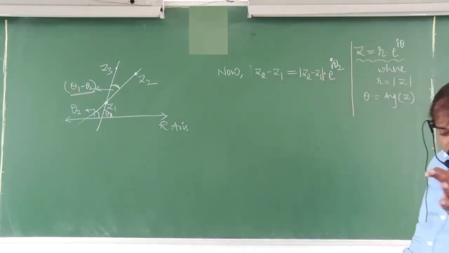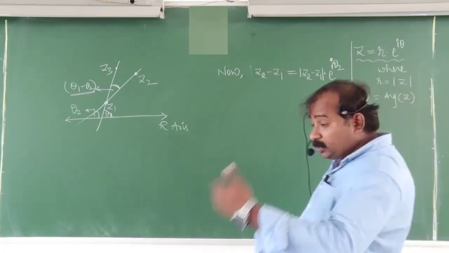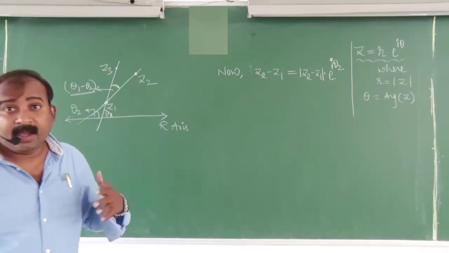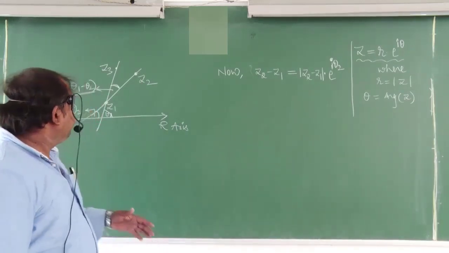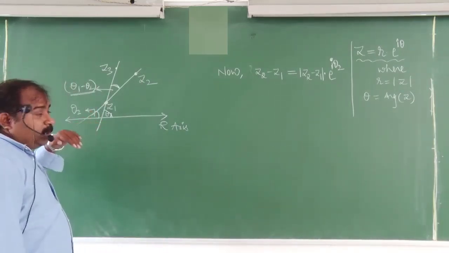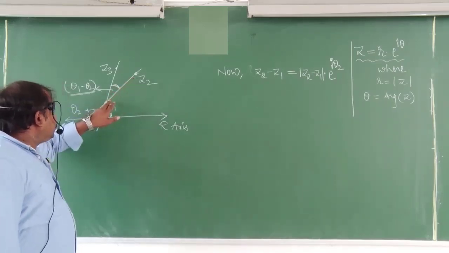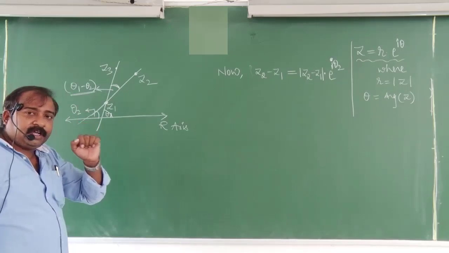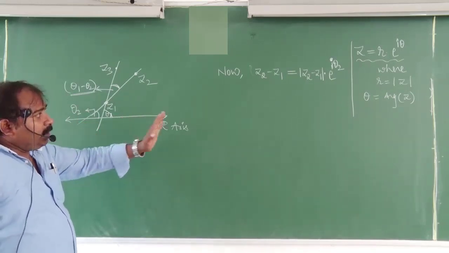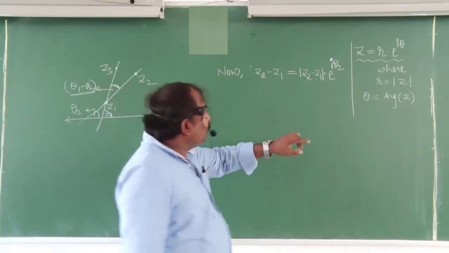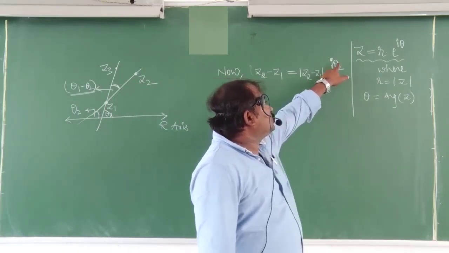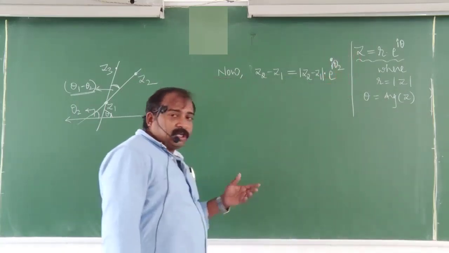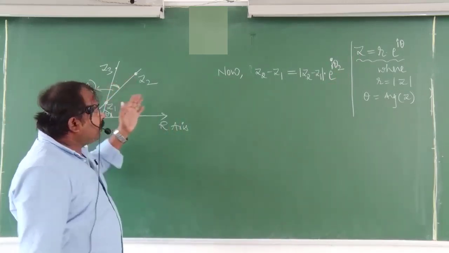Z2 minus Z1 value. Z1 is one complex number, Z2 is one more complex number. Now I am writing Z2 minus Z1. Z2 minus Z1 is one complex number only. How can you represent a complex number? A complex number can be represented by its modulus value and its amplitude value. So here modulus means the distance between them only. Modulus of Z2 minus Z1.